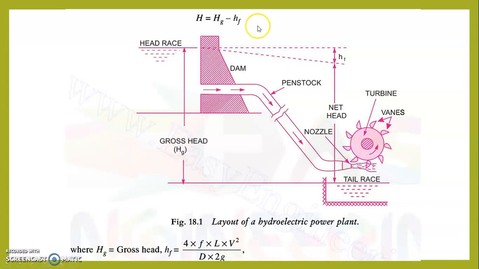So we have to reduce the value of HF from the gross head available, and you will get a value of H, that is called the net head available in a hydroelectric power plant. The friction loss is given by 4FLV square by 2GD, which is Darcy's friction factor equation, which is already studied. Okay. Next we will go through different types of efficiency while dealing with a turbine.